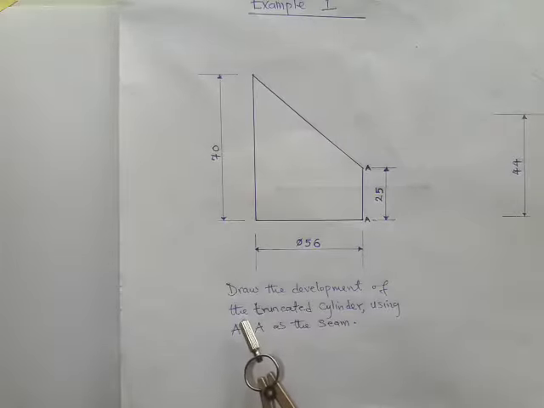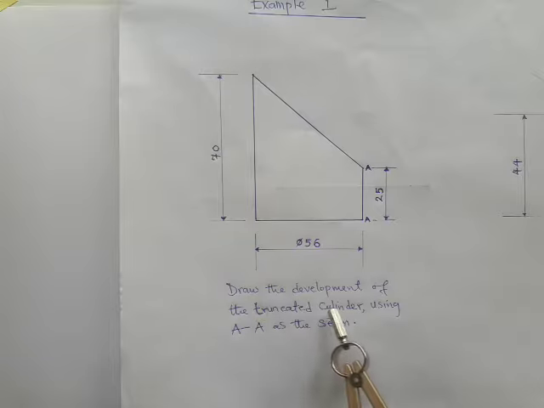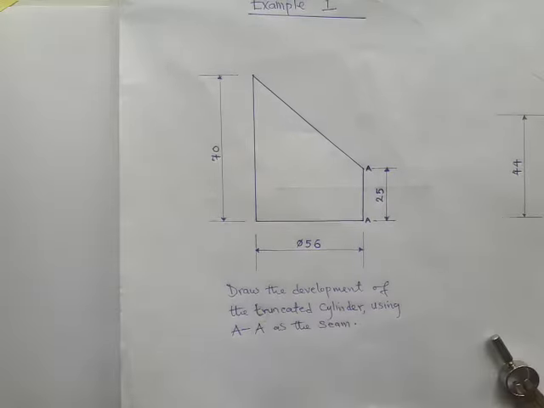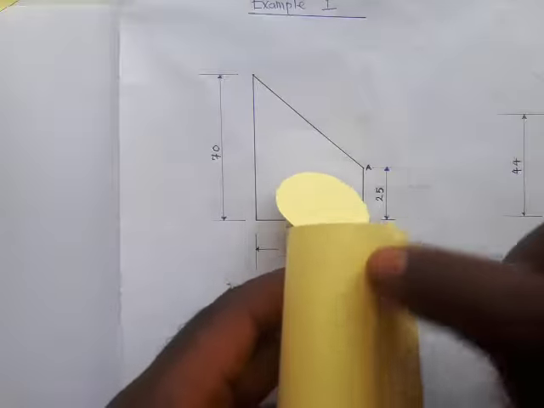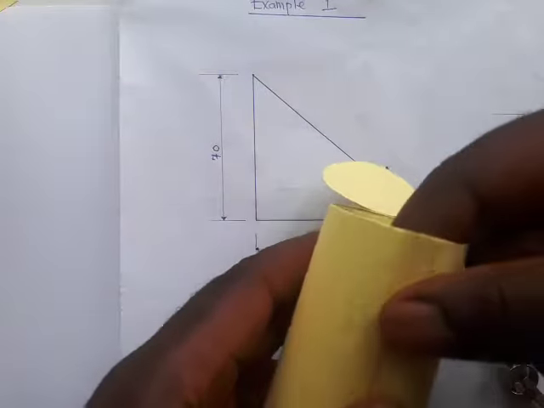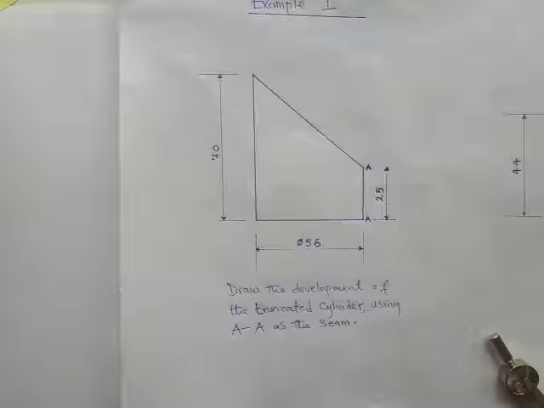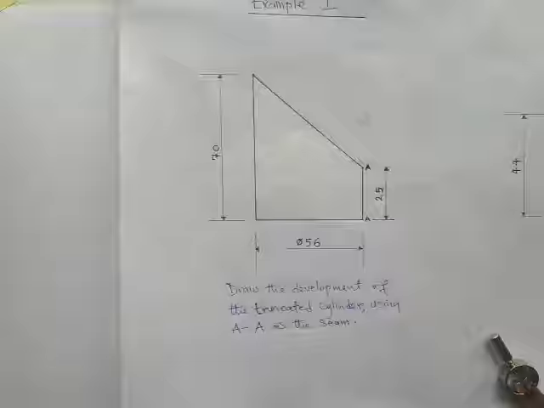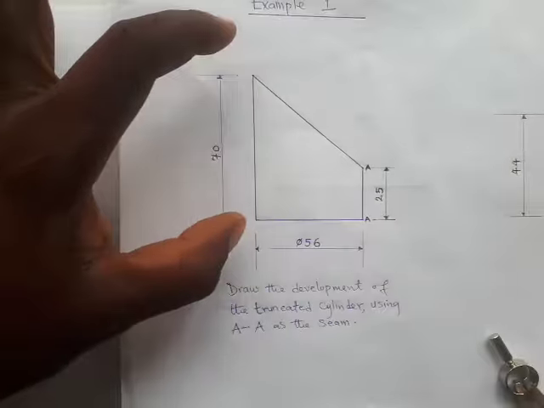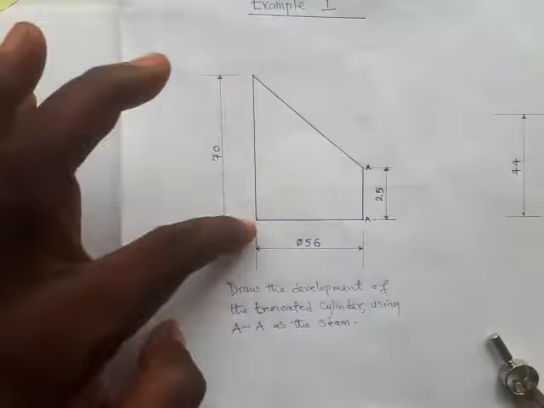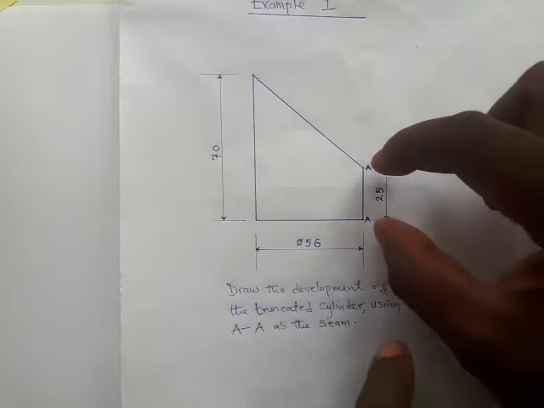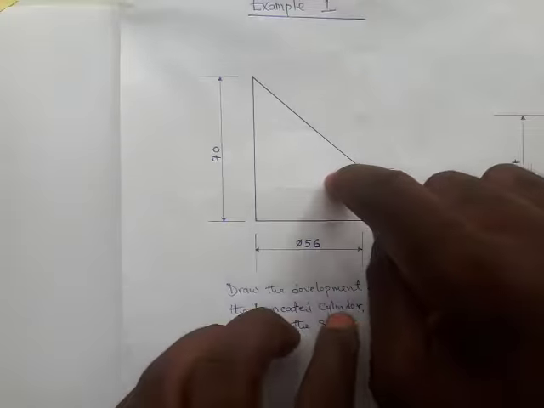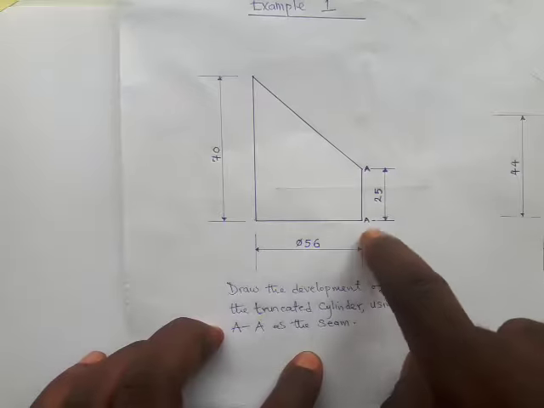Now the question says, draw the development of the truncated cylinder above, using AA as the seam. No, I told you something about the seam, which is the part through which you open a cylinder, the last time. All right, now this is the seam. It means you should start the development from here. Now we could also take it as the seam, but in this question you weren't told that this is the seam. All right, so this part is the seam, so that means you have to start development from this part. You develop this truncated cylinder using this part as the seam.